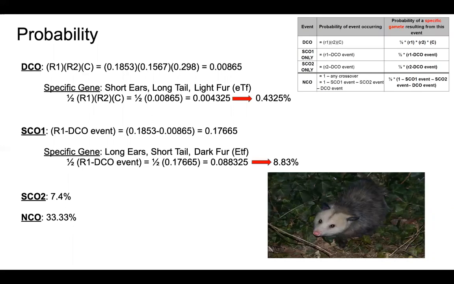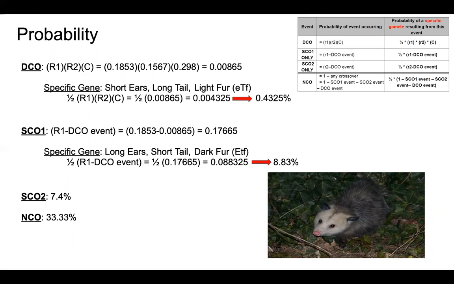And then you find the specific gene. So this is where you're going to get your probability. You have to take that number you got before and multiply it by a half because you get half of your genes from your mother, half of them from your father. And I got 0.4325%.